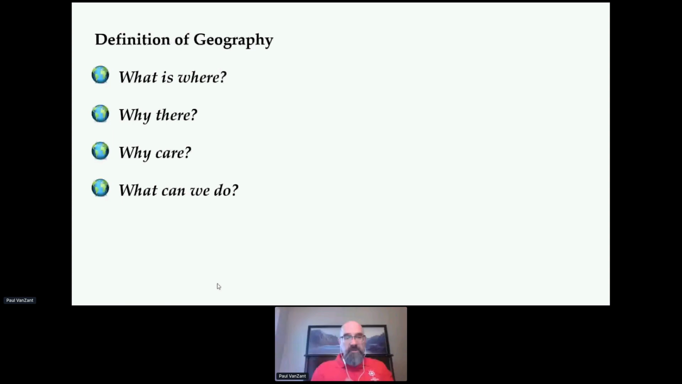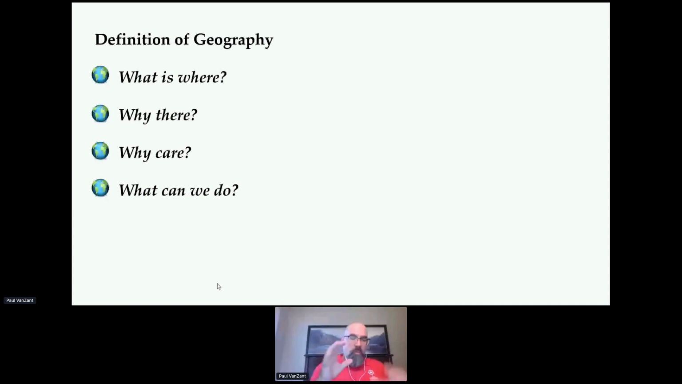First is this definition of geography, that of Gertzner: the what is where, why there, why care. We in Ontario have added the, what can we do to add action to this. And I think that this definition really helps to underscore the key elements of geography as a discipline, the concepts of space, of place, of human environment interactions, and of applying a geographic lens when we study issues or concerns.